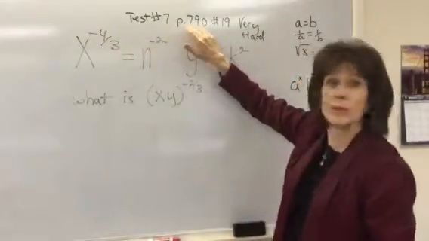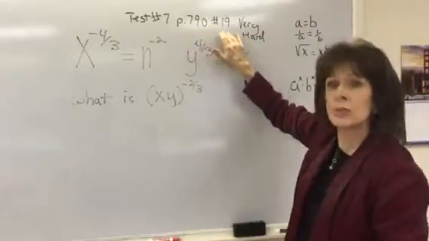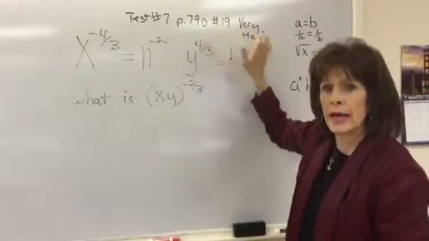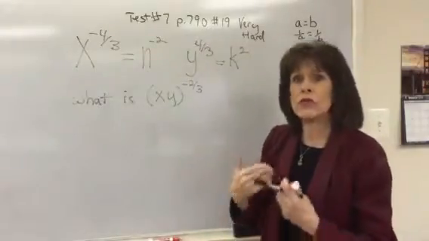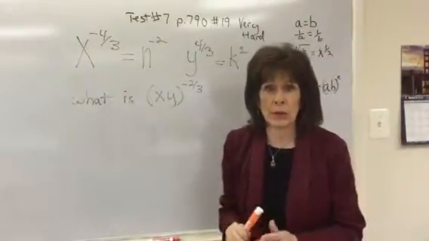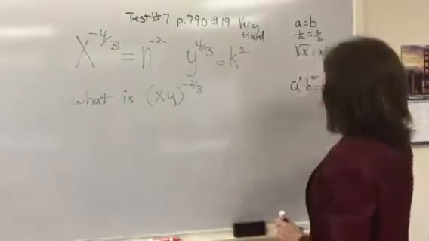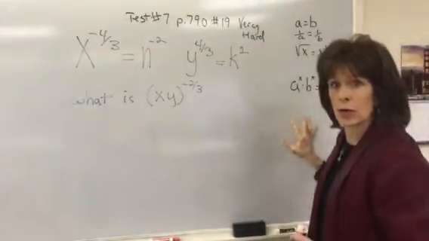It's test number 7, page 790. It's question number 19 out of 20, and that makes it a very hard problem. Now, as hard as it is, if you know the rules, you can actually work through the problem pretty quickly. You do need to know a couple of rules.